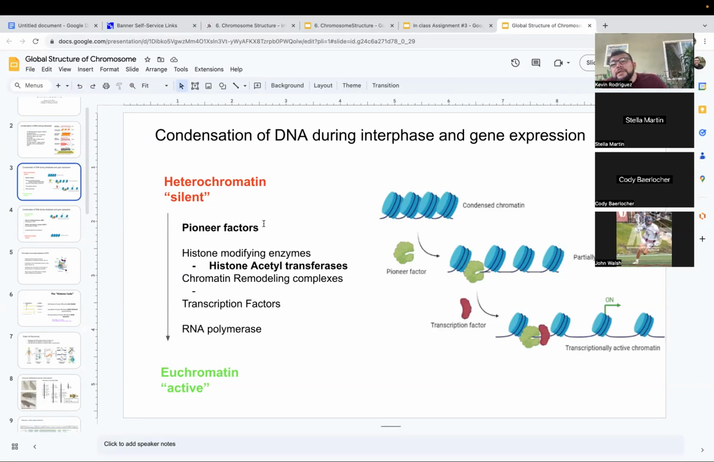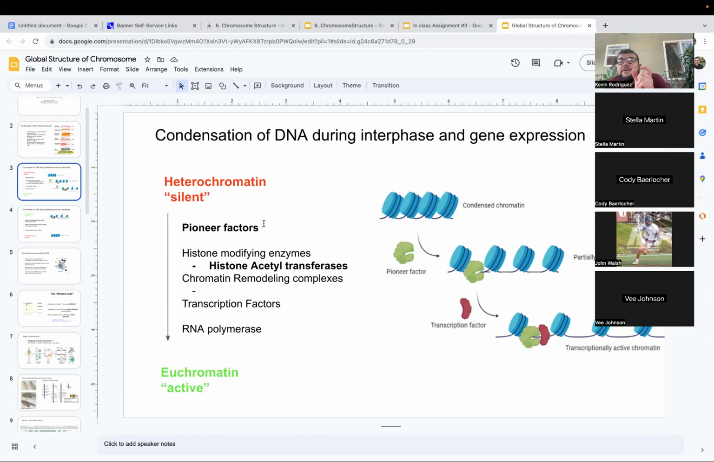Let's say you had your kidney cells and your lung cells, right? Your kidney cells will express certain pioneering factors that open up the genes involved for the kidney, while your lung cells will express pioneering factors for the genes of the lungs. So there are multiple types of pioneering factors that recognize their own sequences.